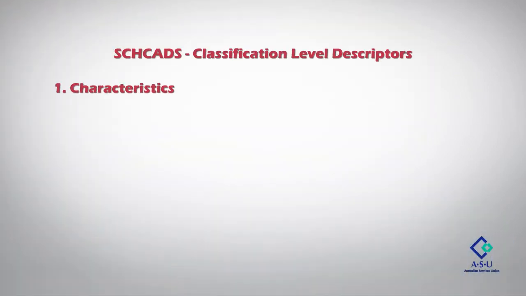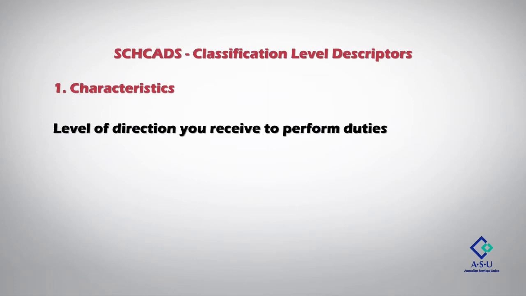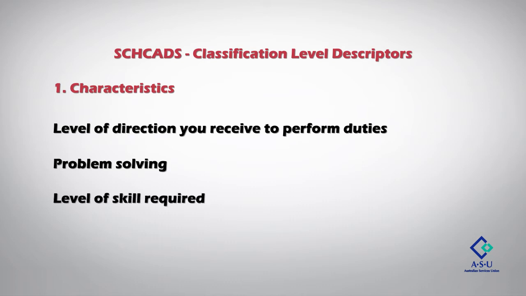The following is a summary of how the SHAD's classification descriptors are laid out at each level in the award. The first descriptor defines the characteristics of the job, and these include the level of direction you receive to perform your duties, whether it's close direction through to broad, the level of problem solving required, whether this is complex or simple, the level of skill required, is it brain surgery or could anyone do the work, and what's the scope in your position to influence decisions.